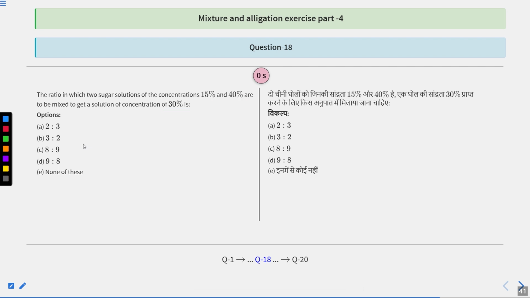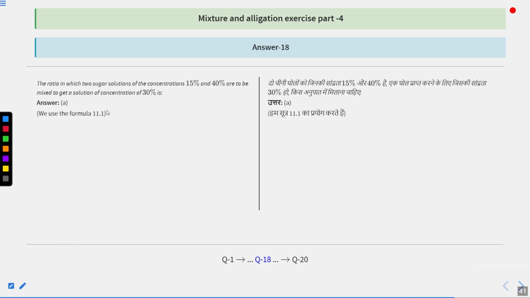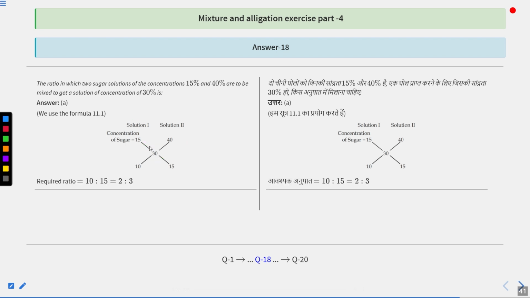Now time's up. Let's see the solution. We are using formula 11.1. The question says that in solution 1 the concentration of sugar is 15 and in solution 2 it is 40, and their average is 30. So we get the ratio. The ratio will become 10:15, which is 2:3. A is the correct answer.